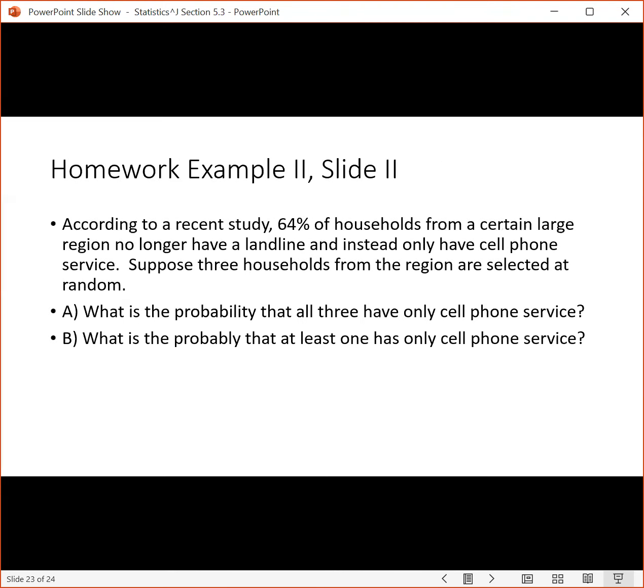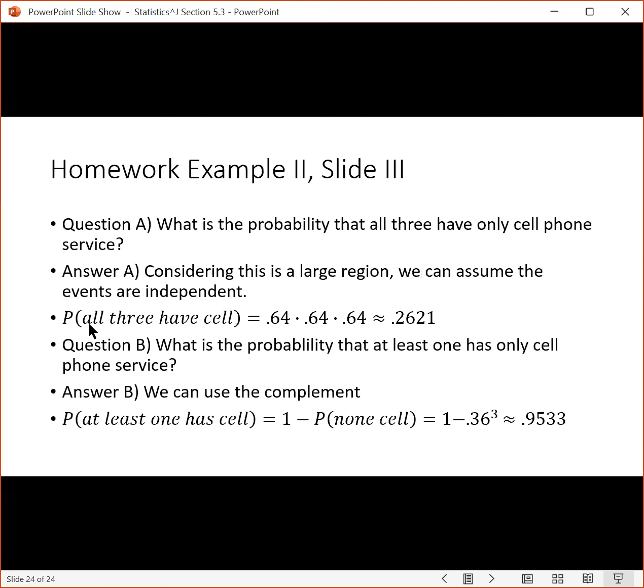Okay. I'm making a mess of this presentation. All right. So anyway, all 3 have a cell is the same thing as 1 has a cell and 1 has a cell and 1 has a cell. And since they're independent, you can multiply by the probability of each individually.